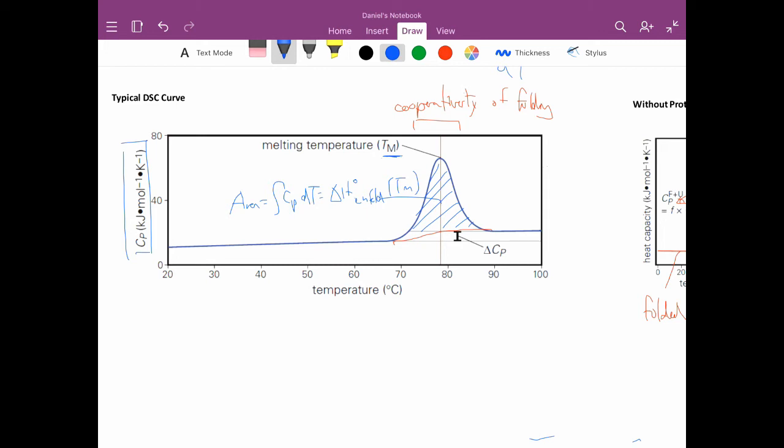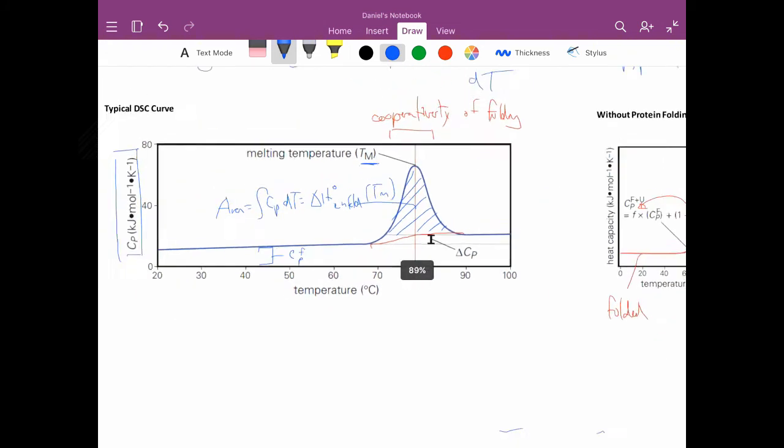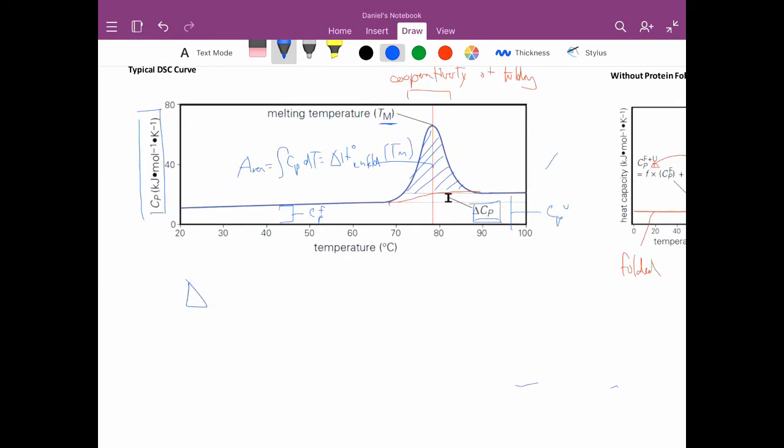And some other good parameters that you get are the heat capacity of the folded protein, which I'll denote with a superscript F, and then the heat capacity of the unfolded protein. And this other parameter is derived from these two, this delta Cp, which is the change in heat capacity between folded and unfolded states, and that is simply the heat capacity unfolded, which is always higher, subtracted by the heat capacity of the folded protein. So this is always positive here.